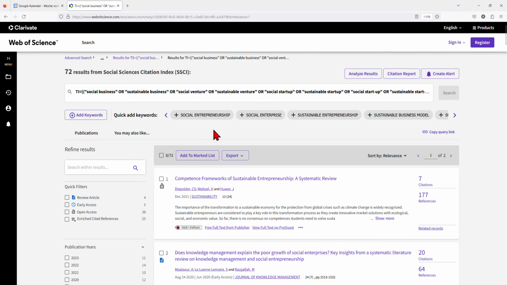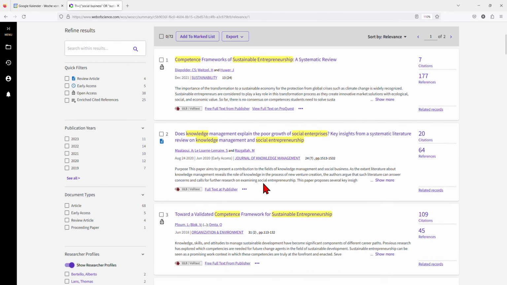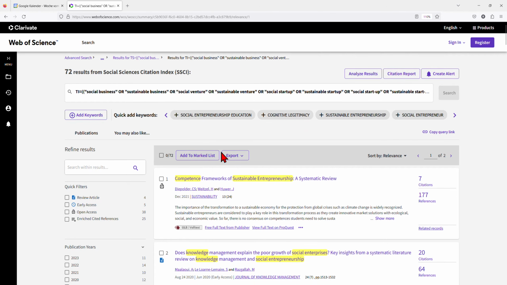So let's try that here. And you can see that here this just results in 72 hits, gross hits. But you can assume that these 72 probably have a better gross to net ratio when it comes to what is relevant really for your topic, because you're searching much more specific in the title here. For example, this already gives you a good idea: competence frameworks of sustainable entrepreneurs, a systematic review. Or does knowledge management explain the poor growth of social enterprises? So these seem to be relevant from a topical perspective.